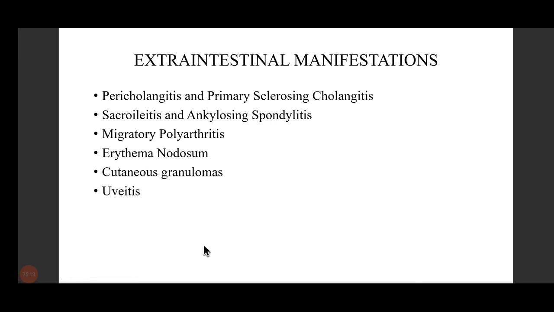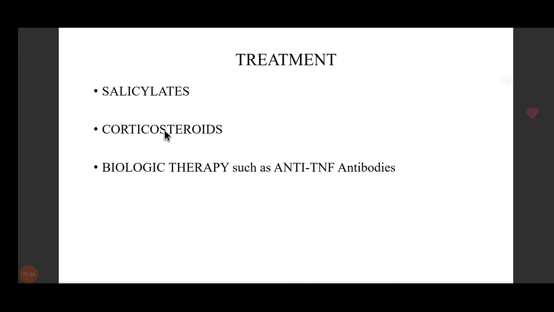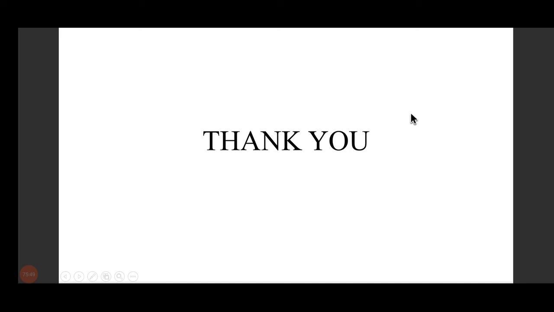Extraintestinal manifestations are nearly similar to ulcerative colitis: pericholangitis or primary sclerosing cholangitis, sacroiliitis or ankylosing spondylitis, migratory polyarthritis, erythema nodosum, cutaneous granulomas, uveitis. You can all see these conditions associated with these IBDs. Treatment is with salicylates, immunosuppressants, corticosteroids, and biological therapy such as anti-TNF antibodies.